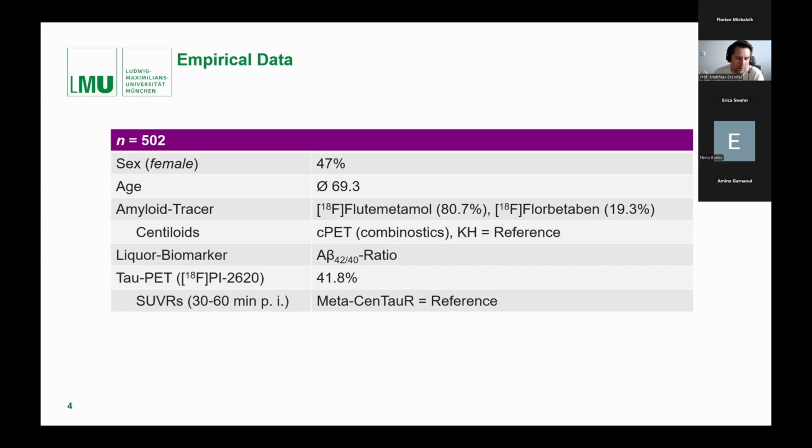In our own cohort, we have scanned more than 500 cases now with amyloid PET, and we have used flutemetamol and florbetaben in all these individuals, and we analyzed the centiloids with cPET. Not for all directly at the scan, so some cases retrospectively, but for those we have the centiloid values, and we also have the A-beta ratio. And what is also emerging now in university hospitals is tau PET, which we even gained in now 42% of the cases.